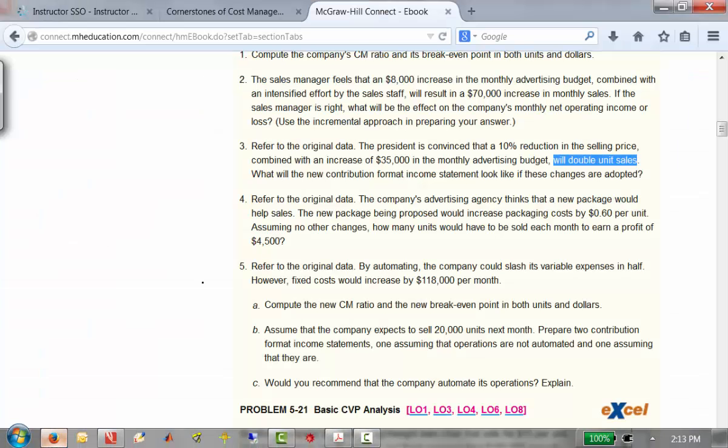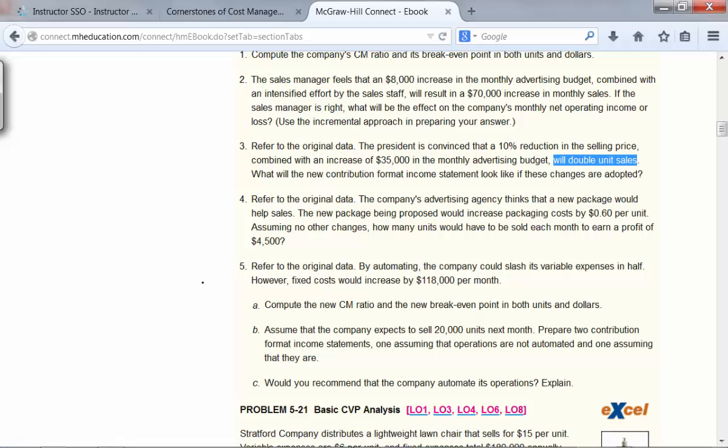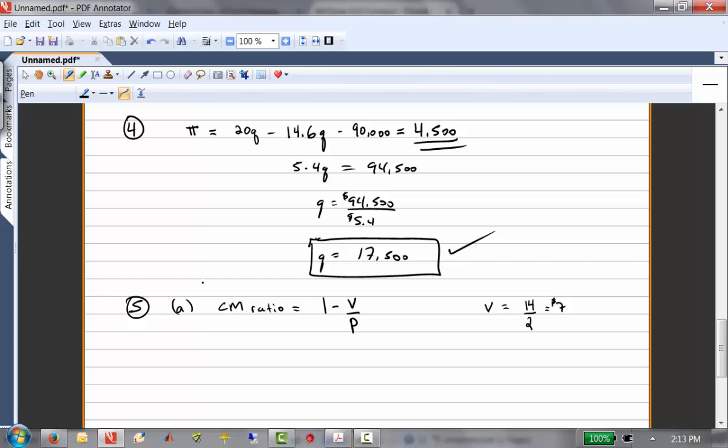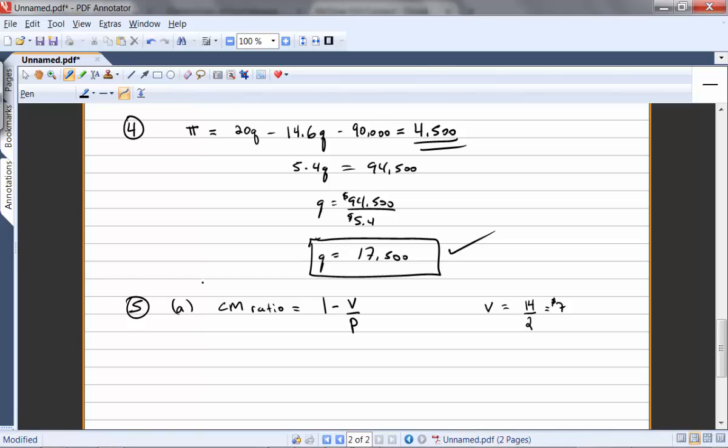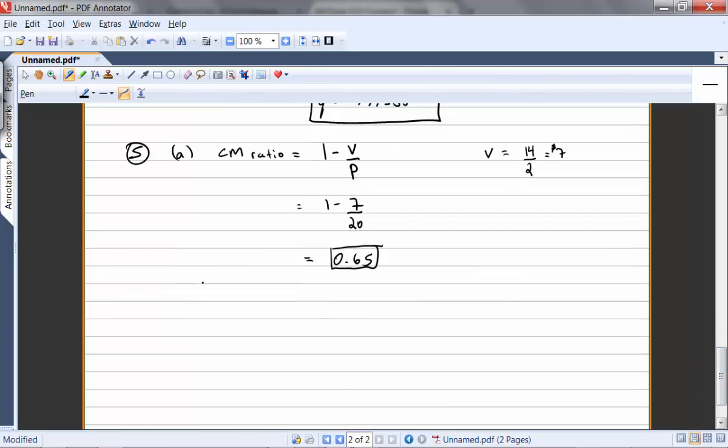And does it say anything else is going to happen? Fixed costs would increase by $118,000 per month. Fixed costs don't change the contribution margin ratio. Contribution margin ratio is not a function of fixed cost. So all we have to do is calculate 1 minus 7 over 20. And our contribution margin ratio would be 0.65.